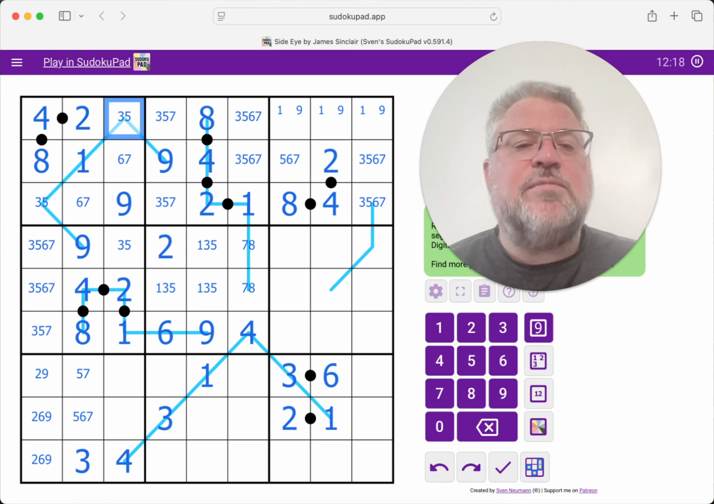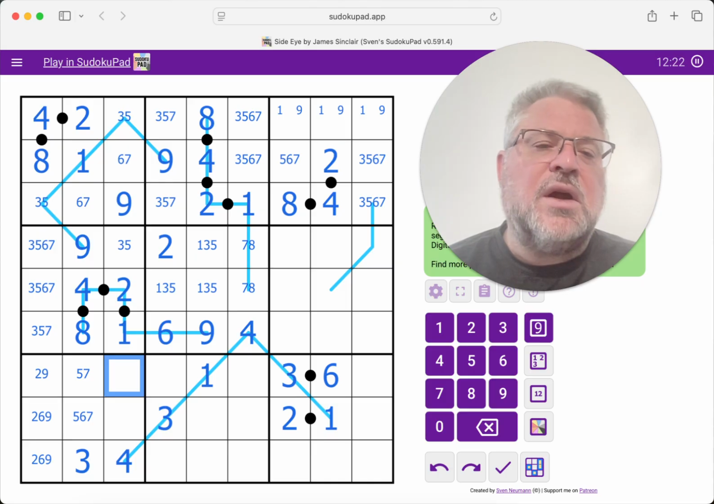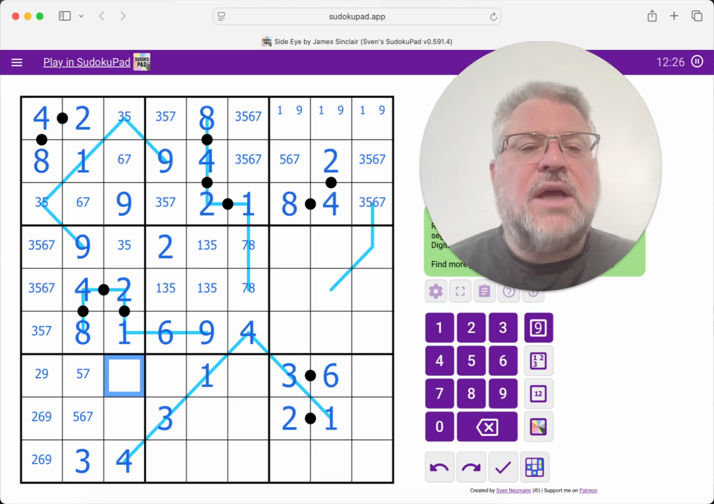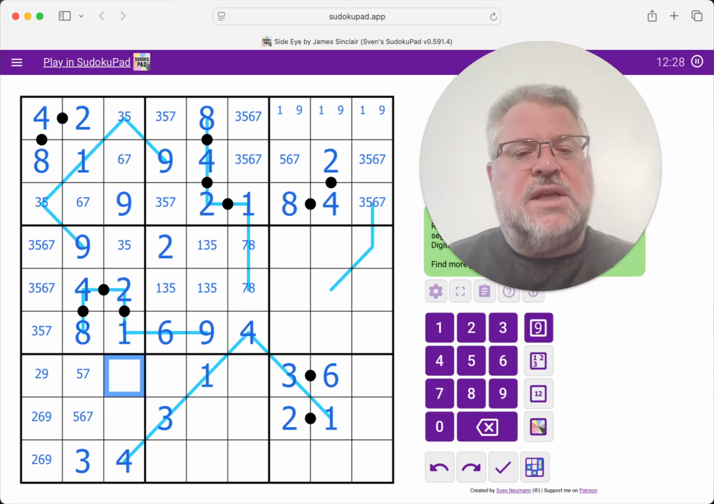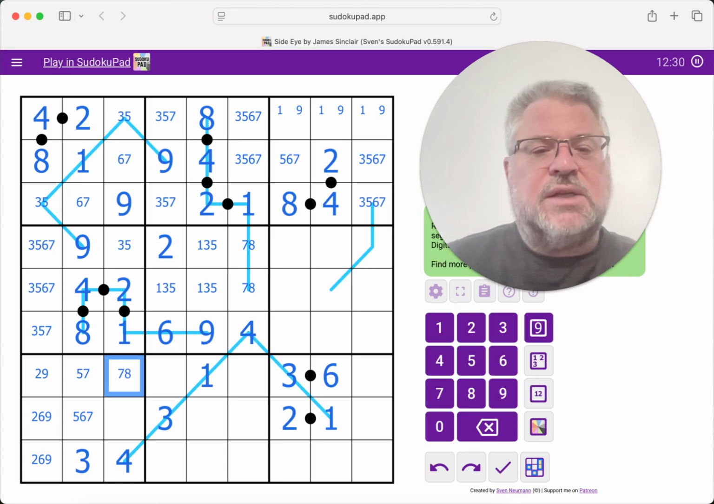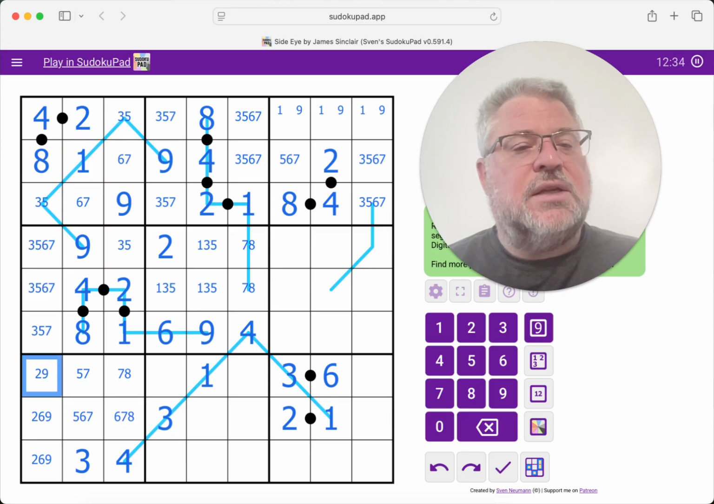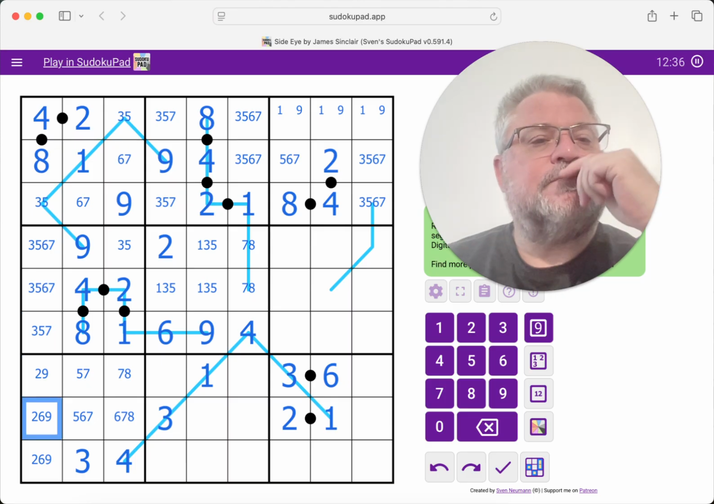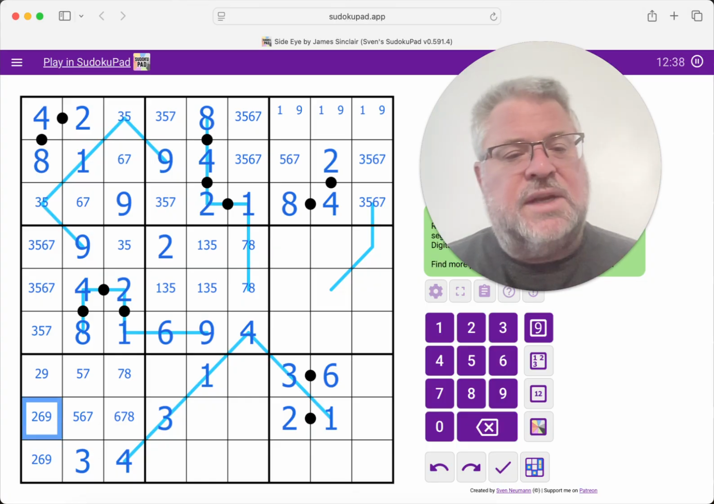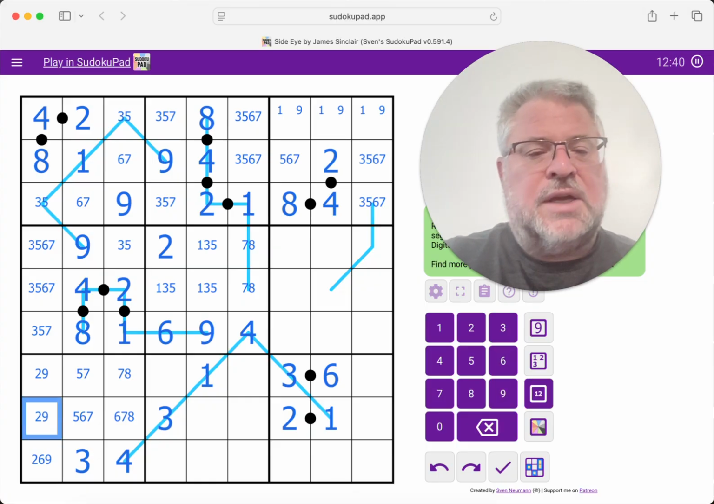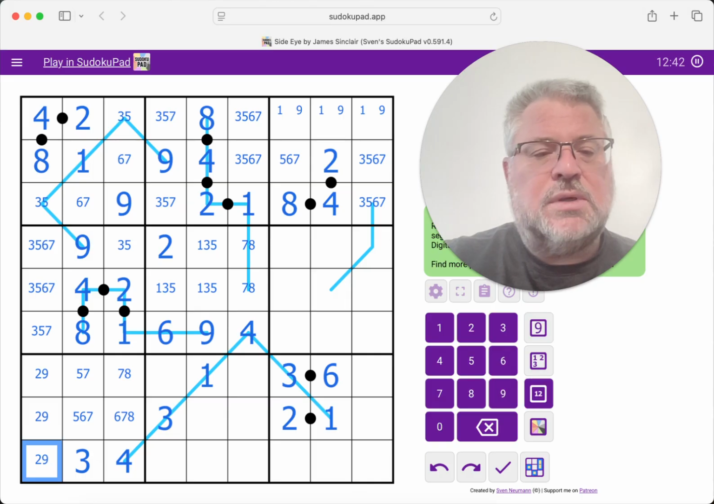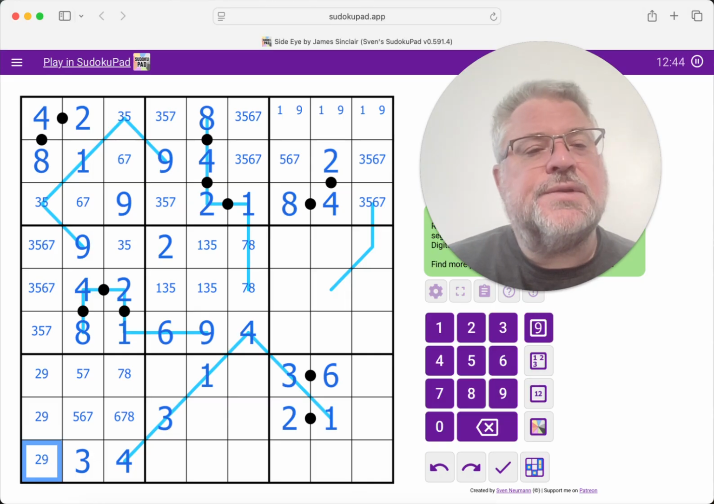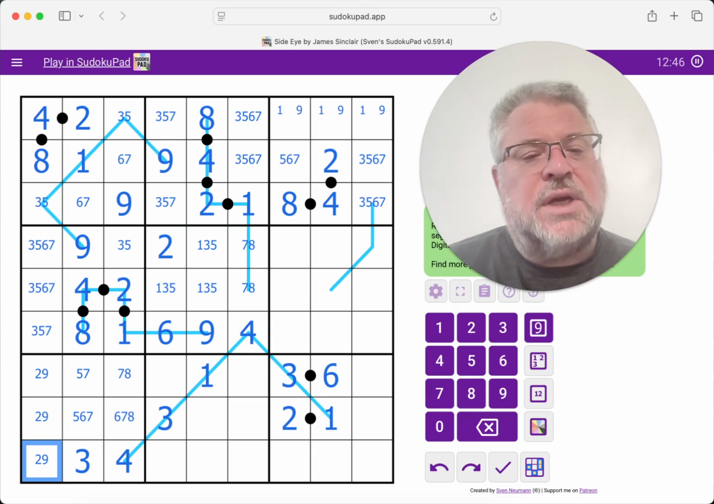We have a 3, 5 pair, so our remaining digits in column 3 are what? 6, 7, and 8. We don't have an 8 yet. So this is a 7 or 8. This is 6, 7, or 8. But we know 2, 6, and 9. That's not right, is it? This isn't 2, 6, and 9. It's 1, 2, and 9.